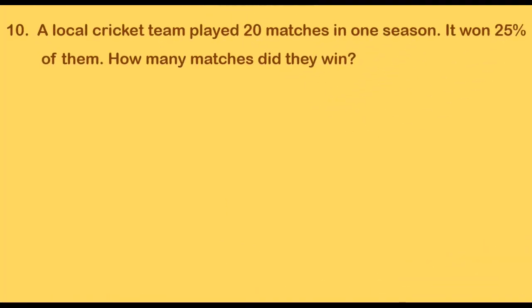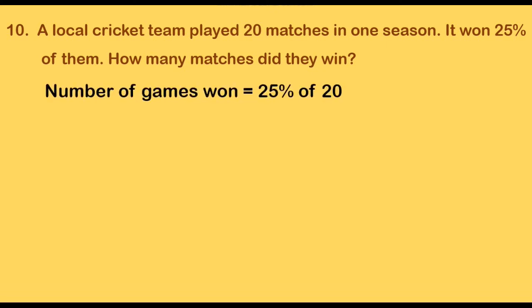Last question of this exercise, question number 10. A local cricket team played 20 matches in one season. Total number of matches is given as 20. It won 25% of them. That means it won 25% of 20 matches. How many matches did they win? So find out 25% of 20.